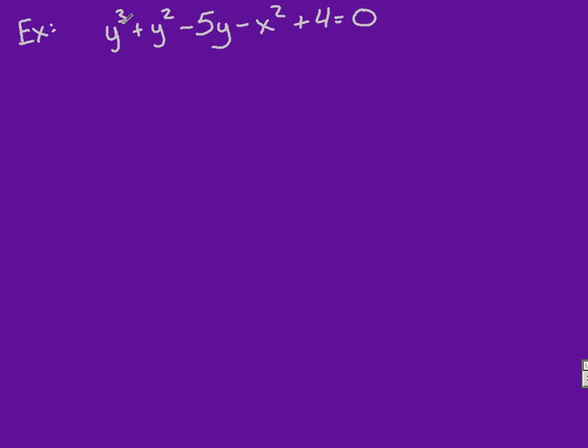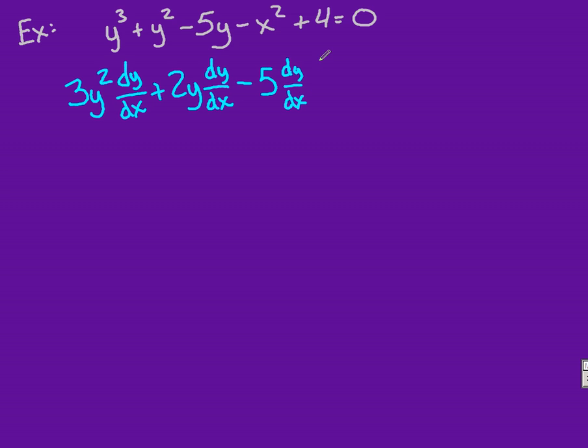So, for example, the derivative of y cubed would be 3y squared. However, anytime we have to take a derivative of a term with y, we need to also have this term of dy/dx with it. So same here, y squared will become 2y dy/dx. Minus 5y will become a minus 5 dy/dx. Minus x squared will become a minus 2x.